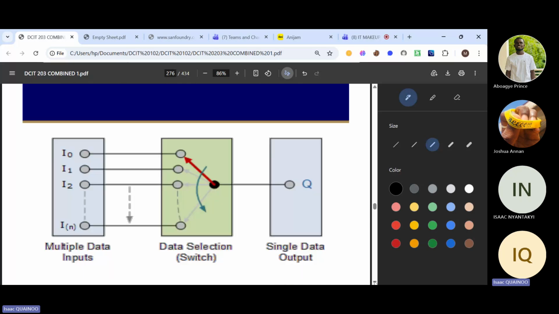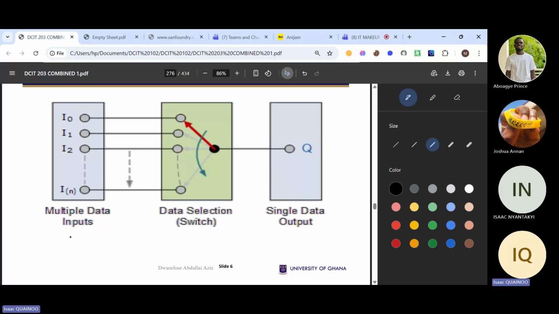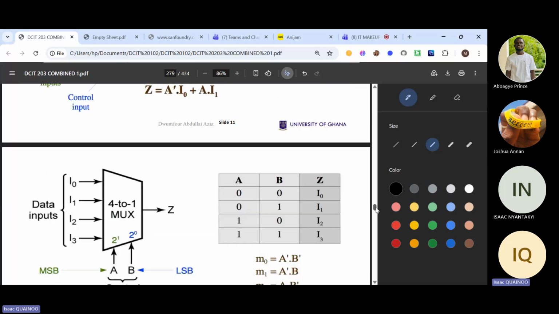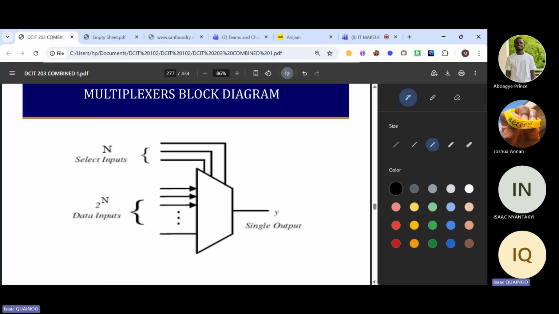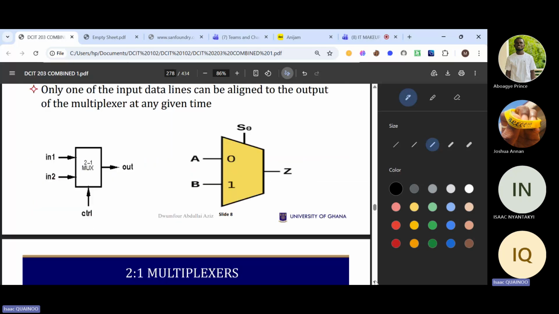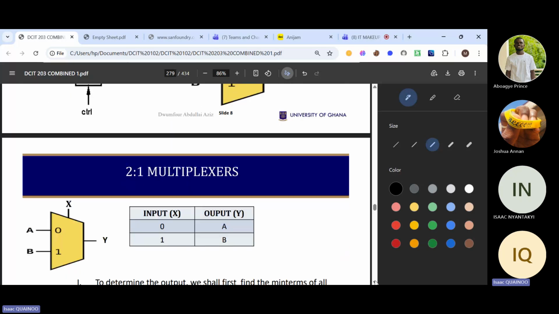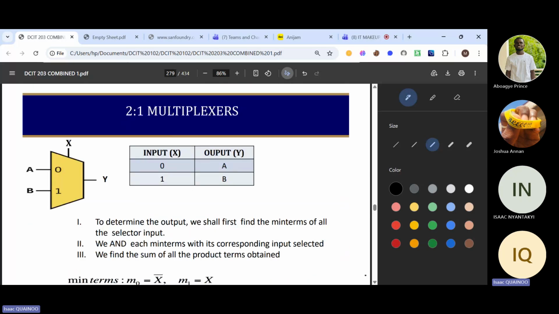Okay, so you can see this. You have your multiple data input, you have your selector, and then the single data output. So this is how a multiplexer basically works. We established that yesterday, and we established the block diagram, the types of multiplexers, and then the truth table. So we said this is a 2:1 multiplexer.